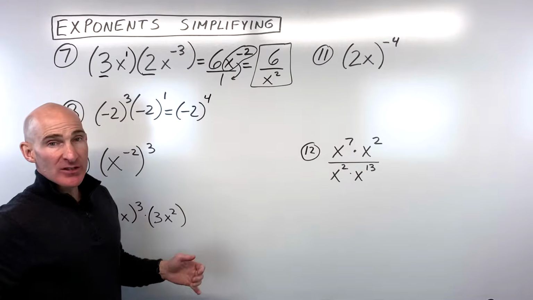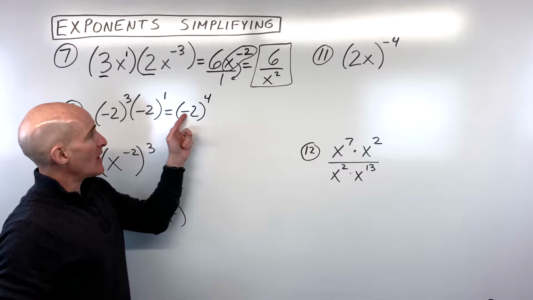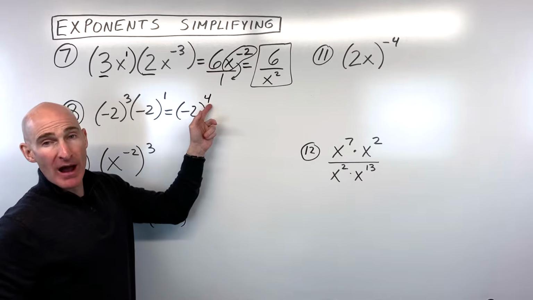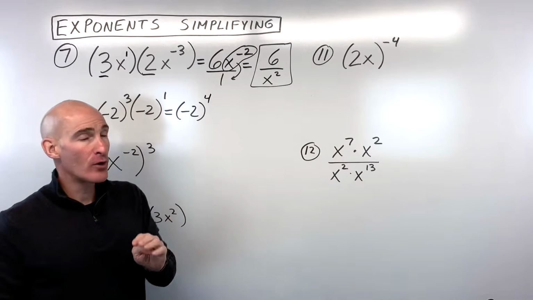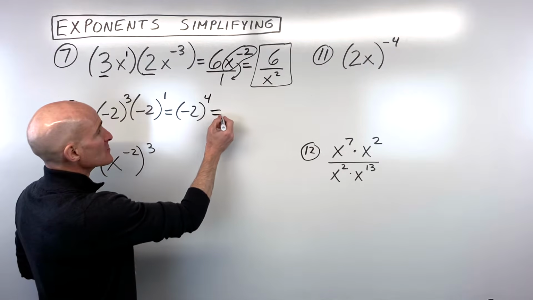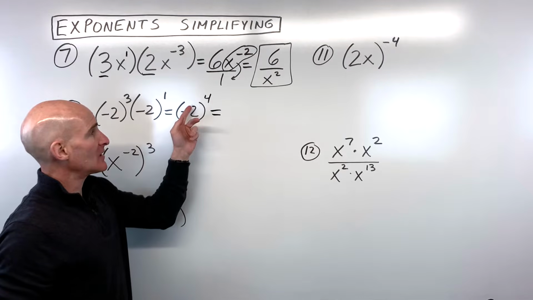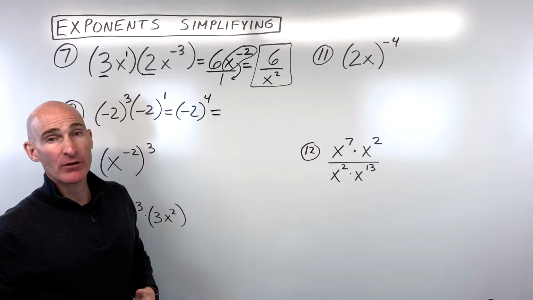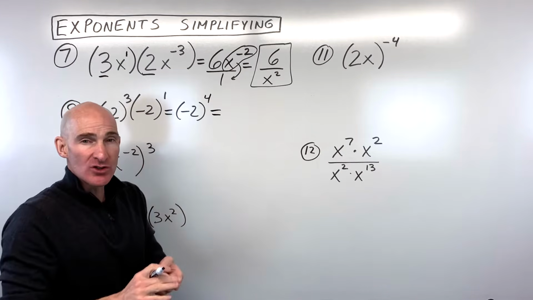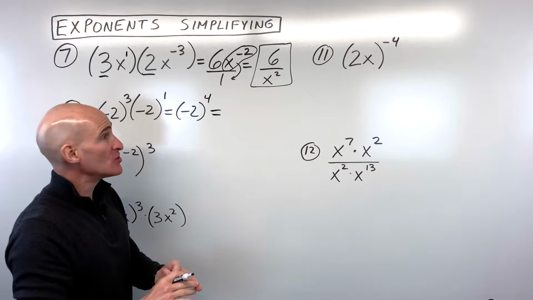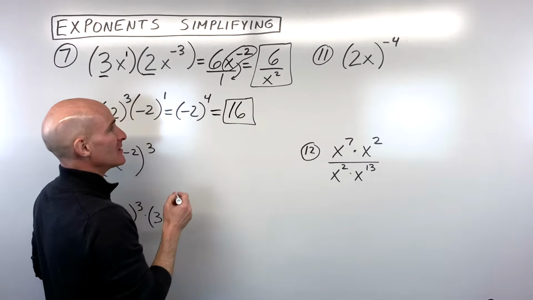Now what's interesting about this problem is you see how this whole thing is in parentheses, and you have a negative to an even power. So imagine if you had a negative times a negative times a negative times a negative. 4 negatives, that's going to multiply to a positive. So if you have a negative to an even exponent, it'll be positive. If you have a negative to an odd exponent, like a 3 or a 5 or 7, it's going to be negative. 2 to the 4th we know is 2 times 2 times 2 times 2, which is 16. So this is just going to be positive 16.